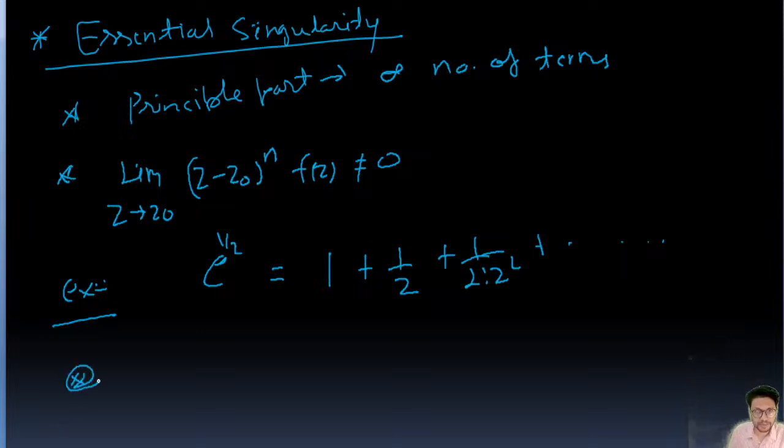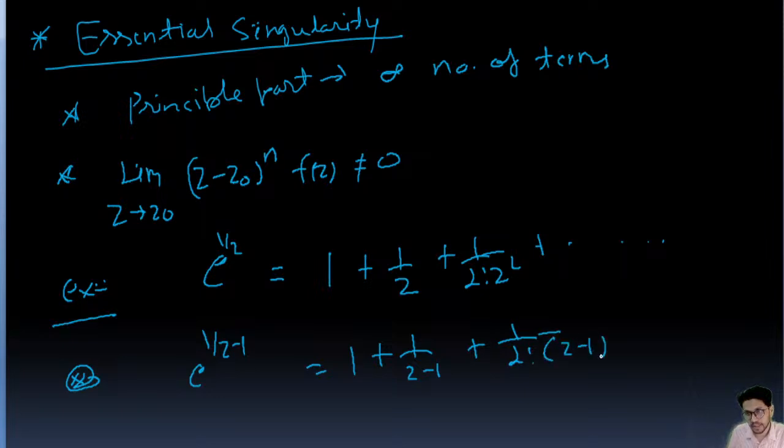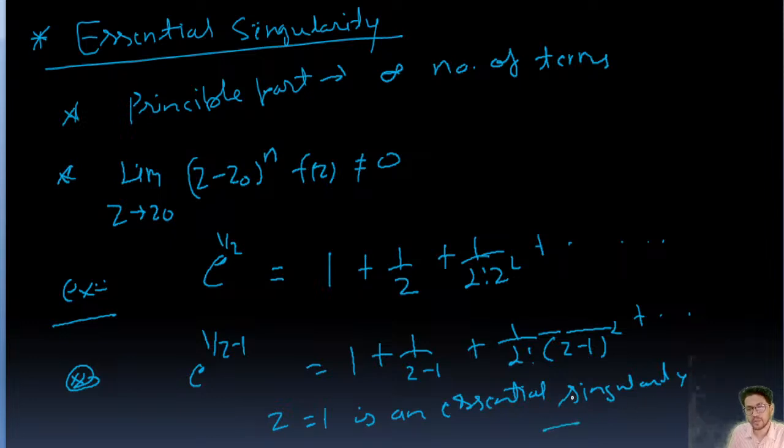Second example is e to the power 1 upon z minus 1. This is going to be 1 plus 1 upon z minus 1 plus 1 upon 2 factorial (z minus 1) whole square plus so on, right? Here you can see there are an infinite number of negative powers of z. So z equal to 1 is an essential singularity. Well, guys, this is about the singularity.